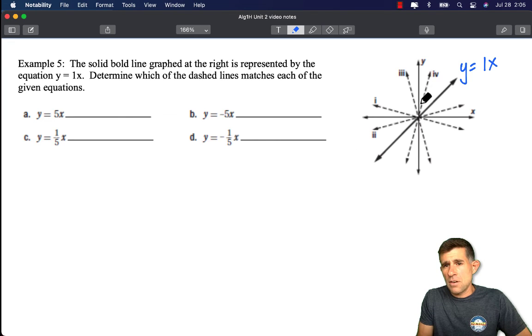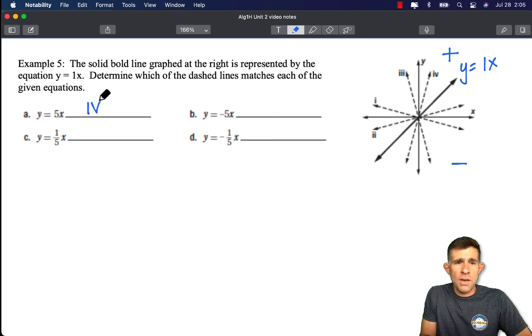All right, so I'm going to start off with my positive slopes. Those are the ones that come up and to the right. My ones with negative slopes go down and to the right. So things that end up here in quadrant 1 of my coordinate plane will be positive. The one that's more steep is 4. So I know y equals 5x must be the graph of this dotted line 4. And that leaves 2, the other one here, to be the graph of y equals 1/5 x.